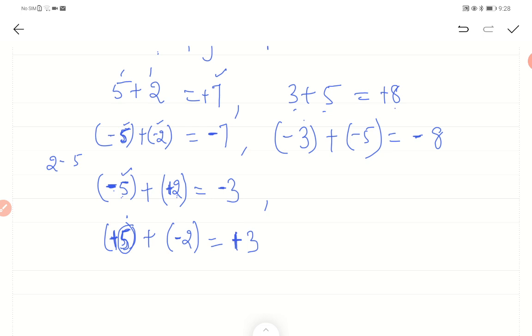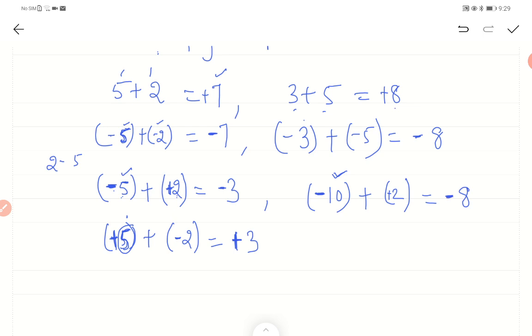Okay, let me take more examples. I have minus 10 plus 2. Okay, so this is minus and this is plus. So what you will do, you will do 10 minus 2. 10 minus 2 is how much? 8. Now what should be the sign here? It should be the sign of the bigger integer, that is 10. So 10 you have minus, so I will take minus.